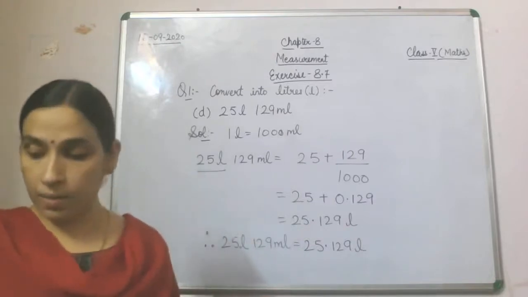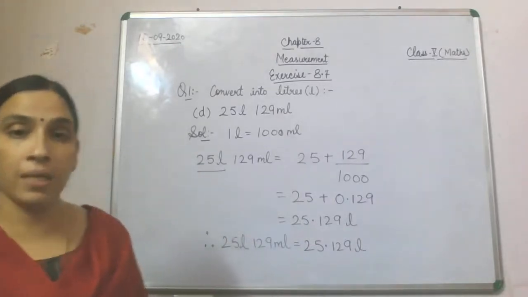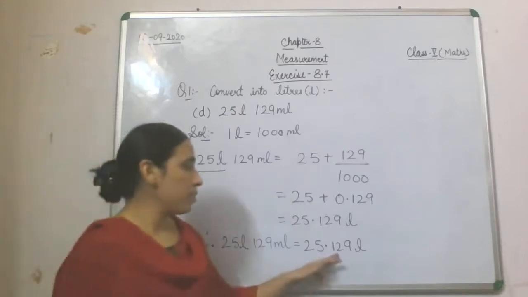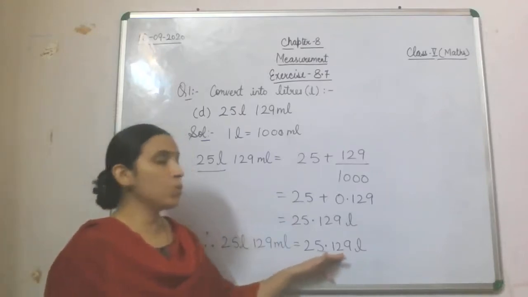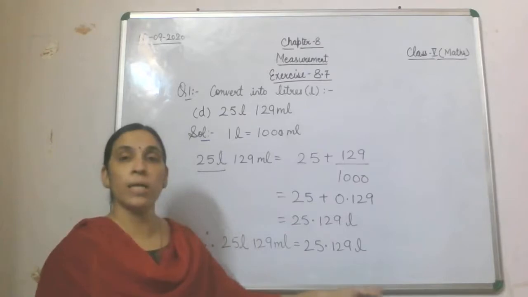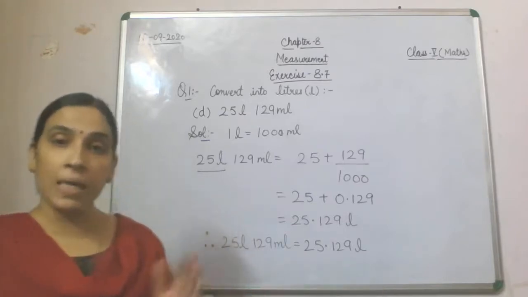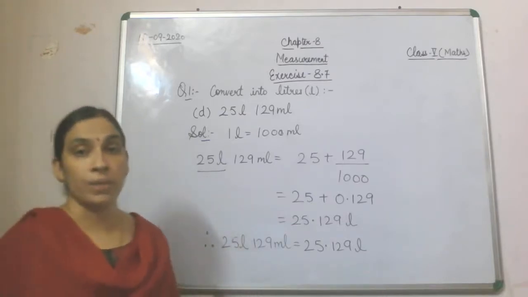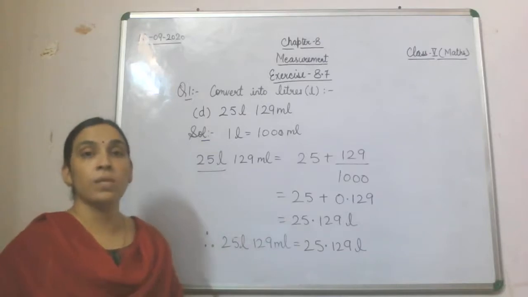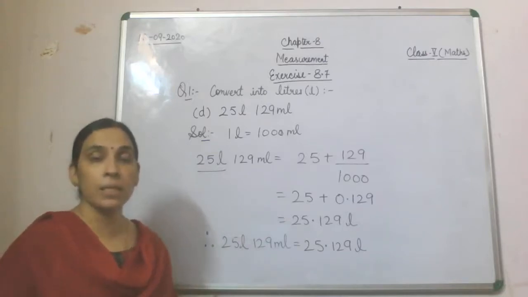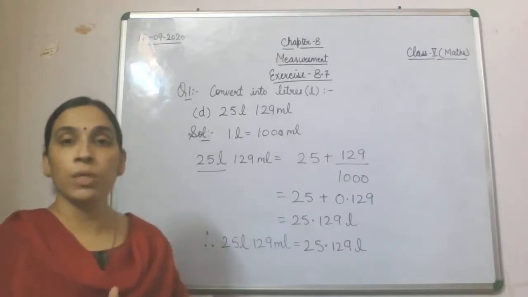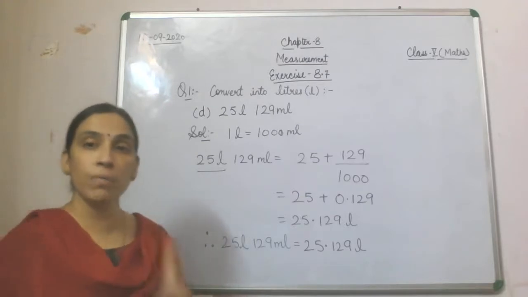Now here in the answer you can see we have not mentioned the milliliter. The milliliter came in that decimal point only. So with this we will be able to know that this 0.129 is milliliter. But that is the only part of the question, that you have been given the question in liter and milliliter. But in the answer we don't require 2 units. We require only 1 unit.